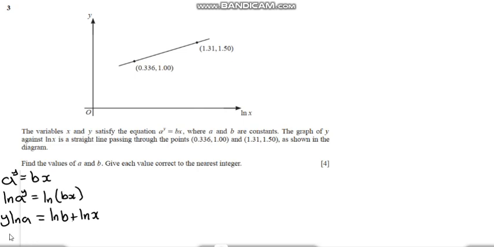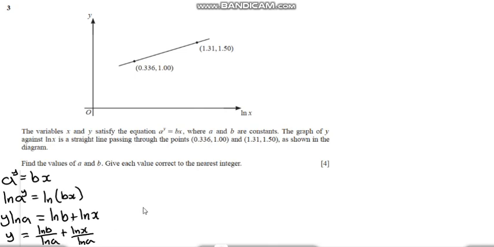So now this has been expressed, and I want to express it in linear form, so I want y to stand alone. So divide all through by ln a, and that will give us y is equal to ln b all over ln a, plus ln x all over ln a.